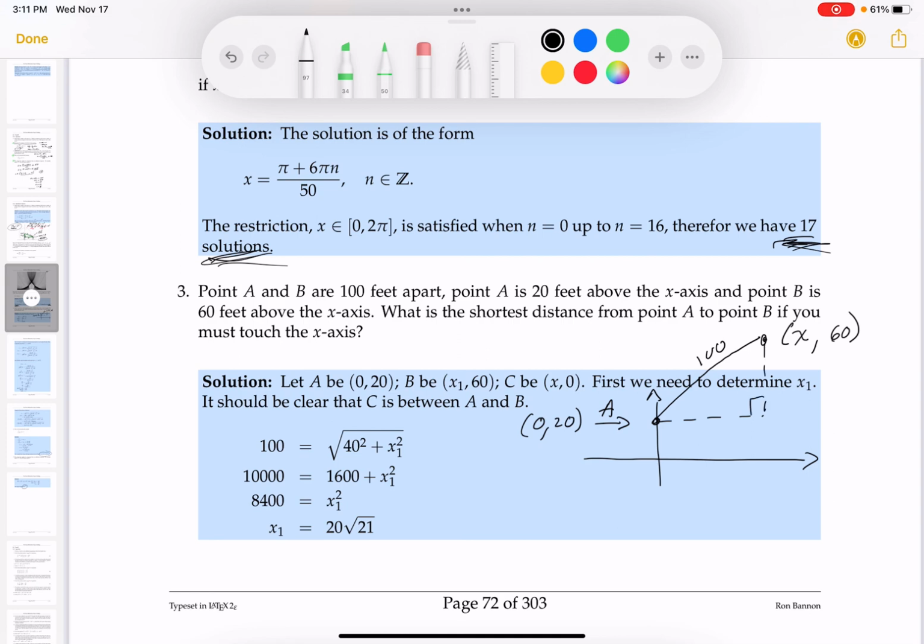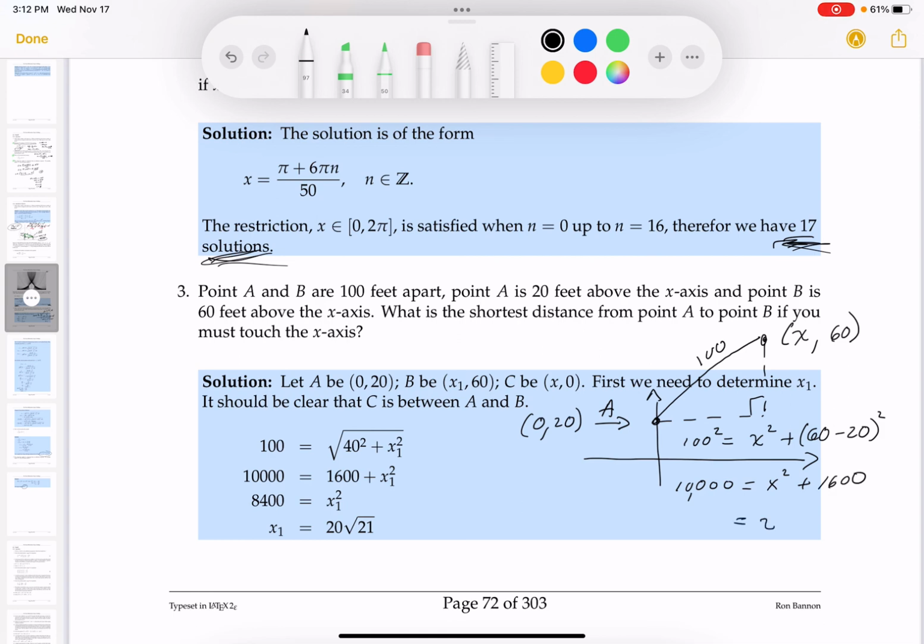Let me write this down for you. So what's it going to be? 100 squared equals, let's take a look at this. This is a distance formula, right? So x minus 0 squared, that's going to be x squared, plus 60 minus 20 quantity squared. I think I can do that. That'll be 10,000 equals x squared plus, well, 60 minus 20 is 40, and 40 squared is 1,600.